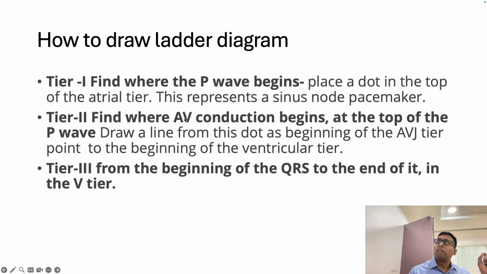Tier 2: find where the AV conduction began, at the top of the P wave. The start of the P wave is the sinus nodal activity. The top of the P wave is the AV nodal activity, because it is not visible, you are just giving it. Draw a line from that dot to the beginning of the AV junction tier, and point to the beginning of the ventricular tier. The third tier is the beginning of the QRS to the end of it.